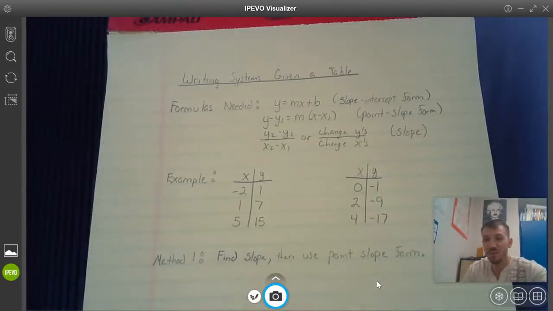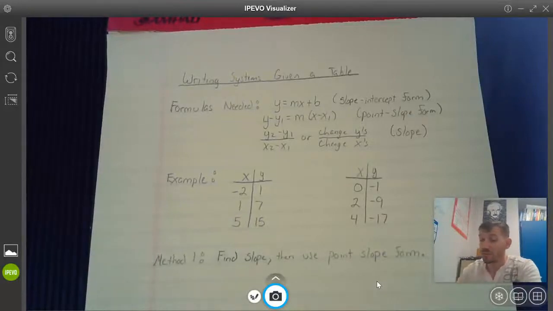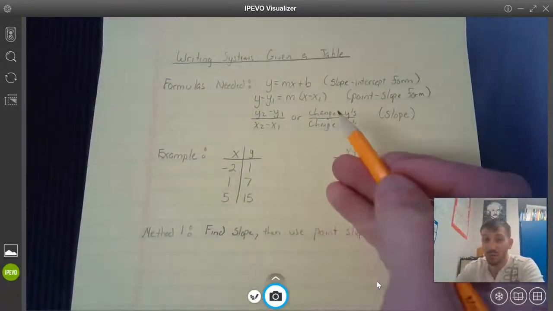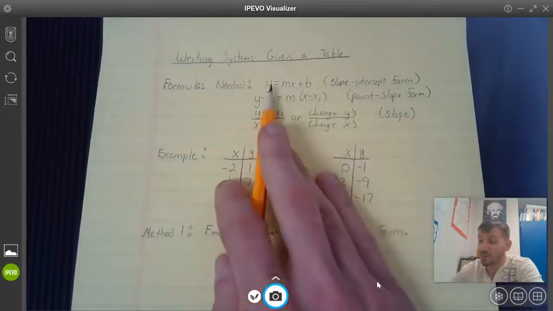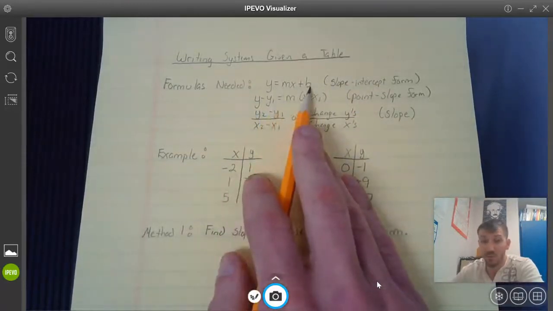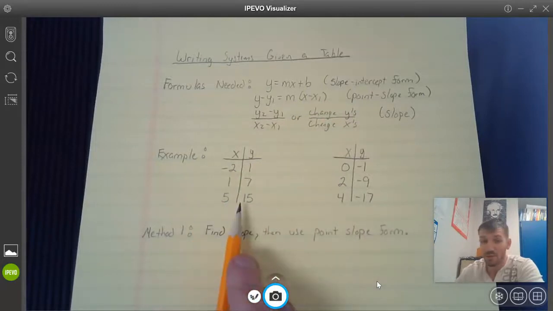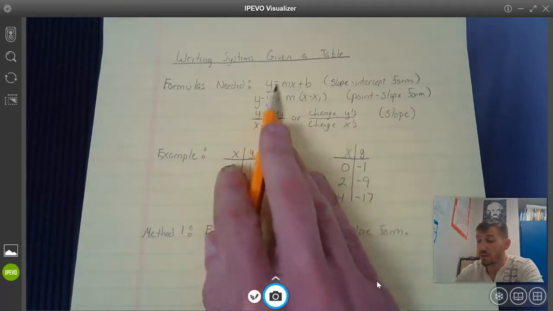All right, so today we're going to talk about how to write a system of equations when given a table. For example, formulas that you're going to need to do this by hand is the formula y equals mx plus b, which is our goal, because today we're going to be giving you an XY chart, and you're going to have to be able to come up with the equation. That way we can graph it.